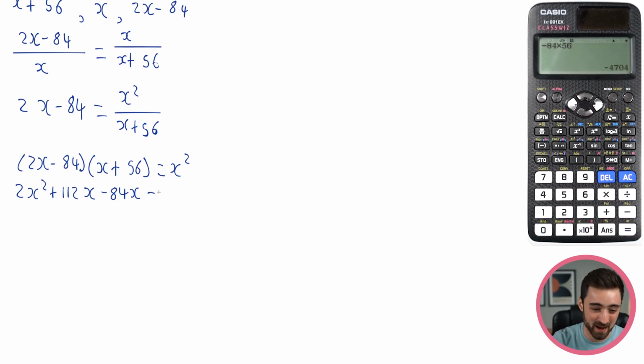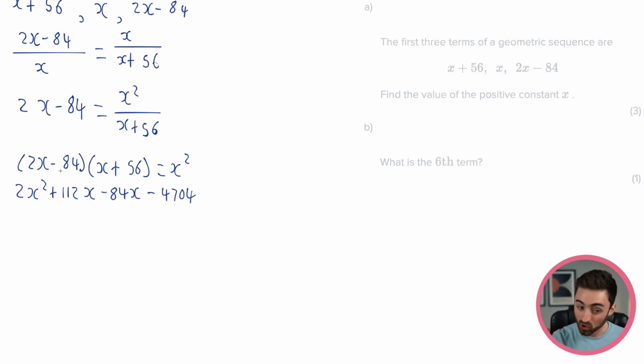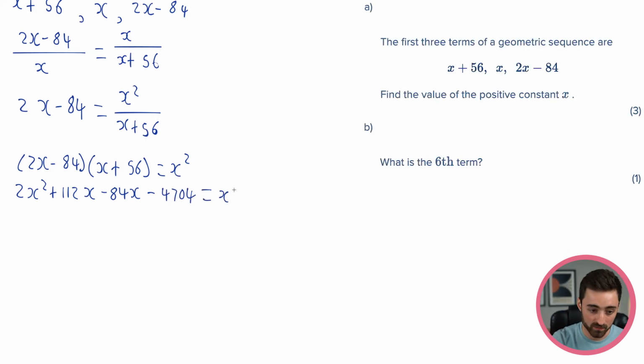That is going to be minus 4,704. All of that is going to equal x squared. Okay, obviously there's some crazy numbers flying about here, but remember, we've got a calculator, so just don't let it scare you. I don't think anyone's going to be factorising this straight away, because that'll probably take a while to find out what numbers you need.